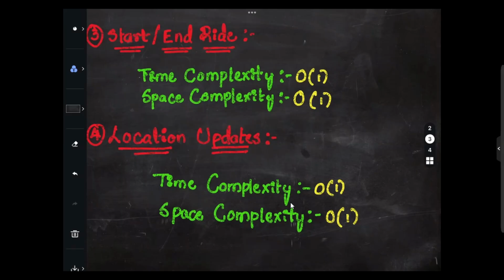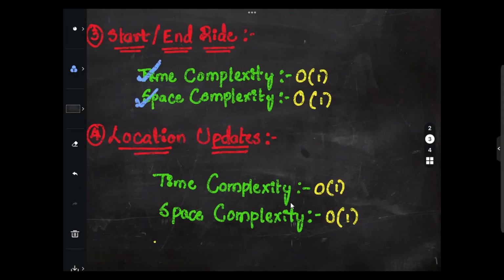When we have written the code, we should know the complexities as well. Now let's go with the start ride as well as the end ride. We have used these methods, start ride and end ride, in the main class as well. The time complexity of it is O(1) and the space complexity is O(1) as well.